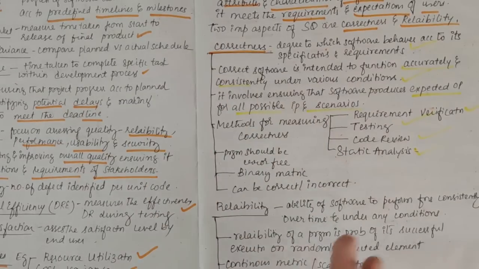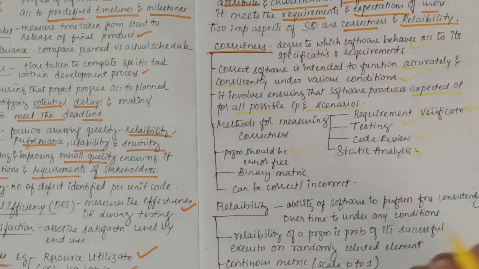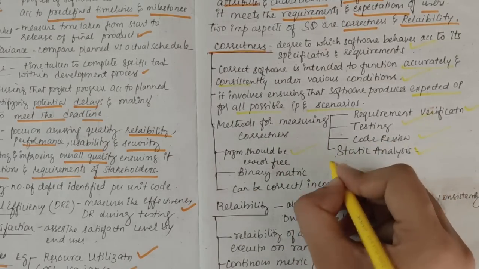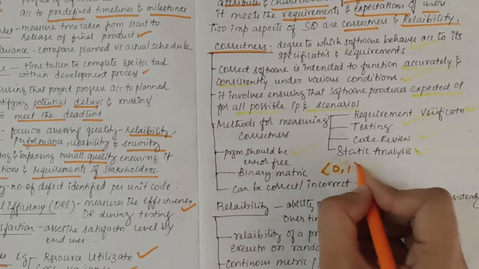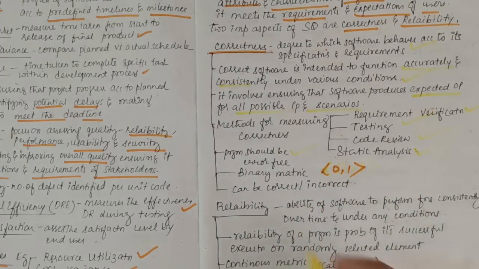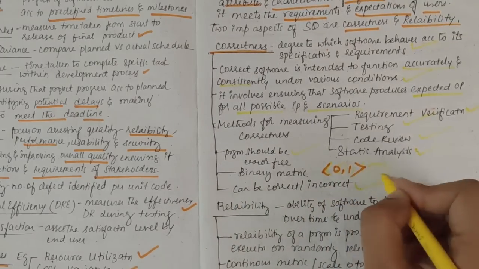Our main motto under correctness is that the program should be error free, and we make use of a binary metric. So either it is 0 or 1. If it is 0, we can say that it is not correct. If it is 1, we can say that our software is correct. So it could be correct or incorrect. That's what I have explained here.